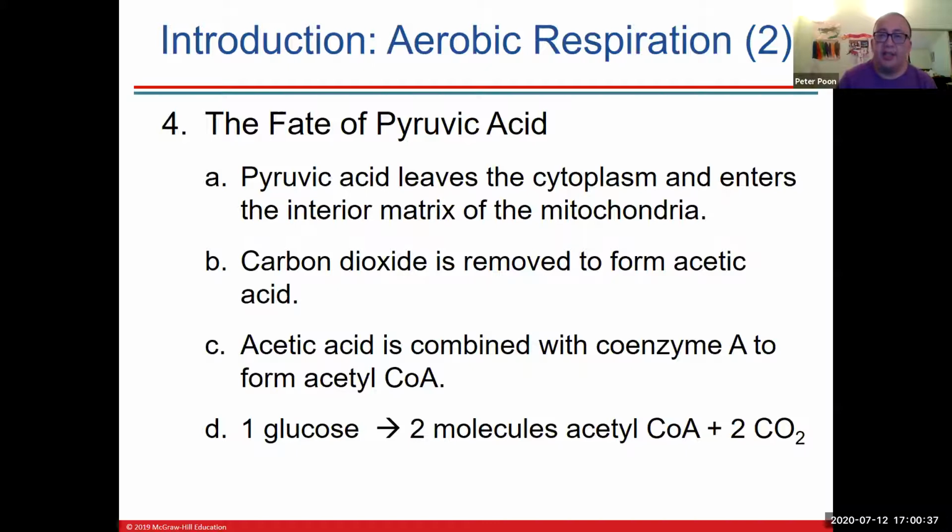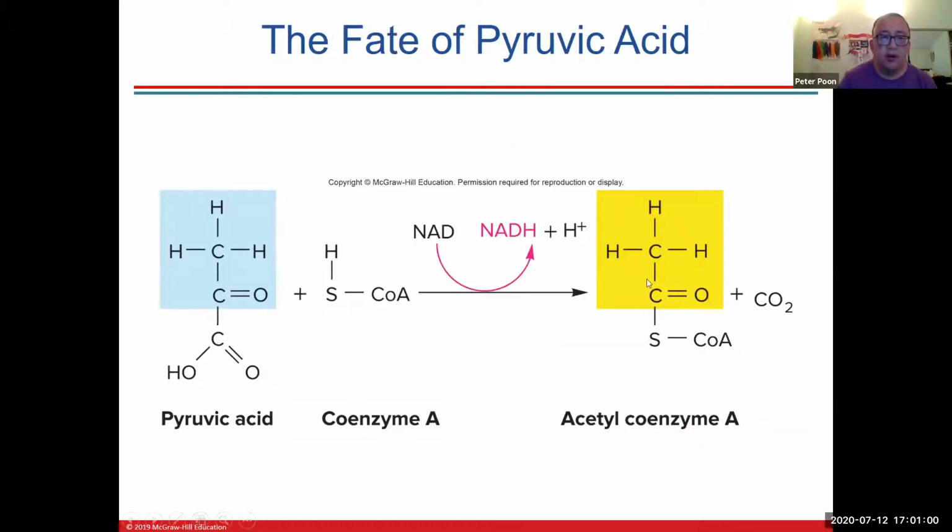Acetic acid is combined with an enzyme called coenzyme A to form acetyl-CoA. So remember, one molecule of glucose forms 2 pyruvates or pyruvic acids, so one molecule of glucose forms 2 molecules of acetyl-CoA plus 2 CO2. So there's a pyruvic acid, there's the coenzyme A, and now I'm attaching these 2 carbons to the S, and I'm getting rid of this as CO2. In this step I have again oxidized this side, and reduced NAD into NADH. So again, I picked up another NADH.